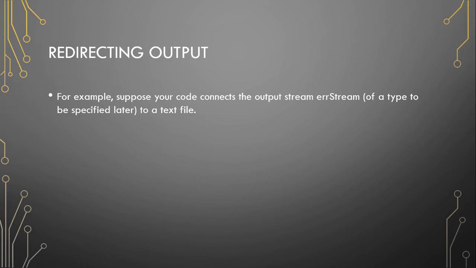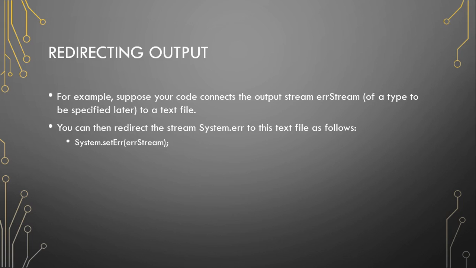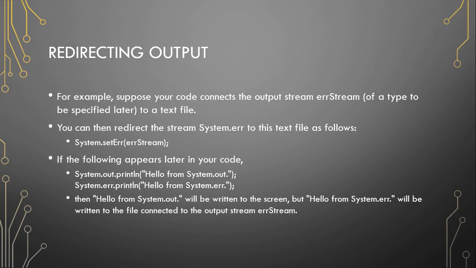So, for example, suppose your code connects the output stream errStream, of a type to be specified later, to a text file. You can then redirect the stream System.err to this text file as follows: System.setErr(errStream). So then if the following appears later in your code, System.out.println("hello from System.out"), System.err.println("hello from System.err"), then hello from System.out will be written to the screen, but hello from System.err will be written to the file connected to the output stream, errStream. Now, a simple program illustrating this, of course, is shown in our redirection demo.